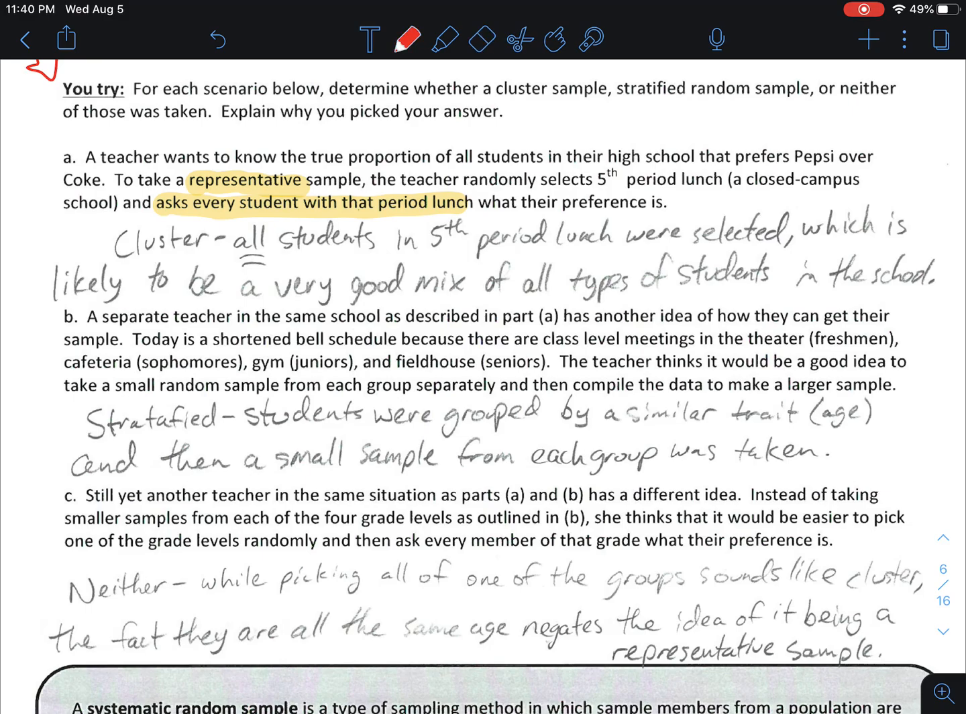Not only do you say cluster, but you explain why. All students in 5th period lunch were selected, which is likely to be a very good mix of all types of students in the school, okay?